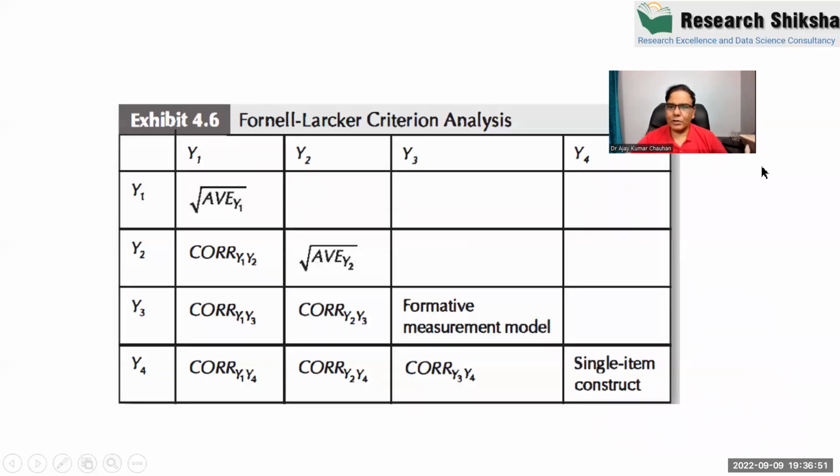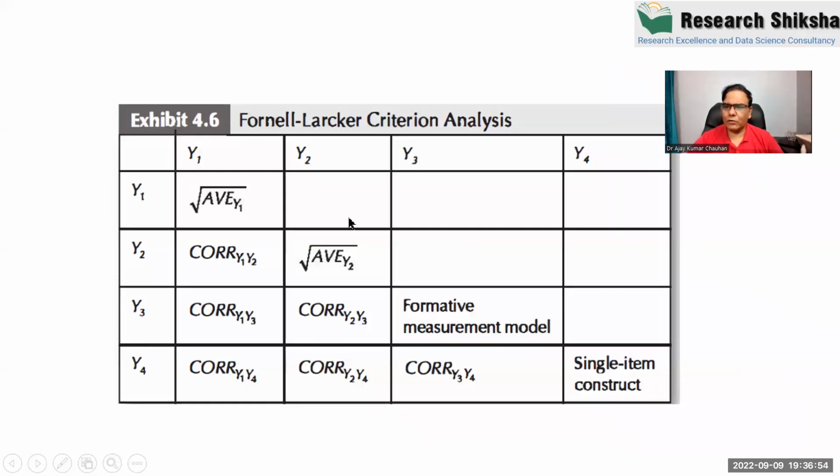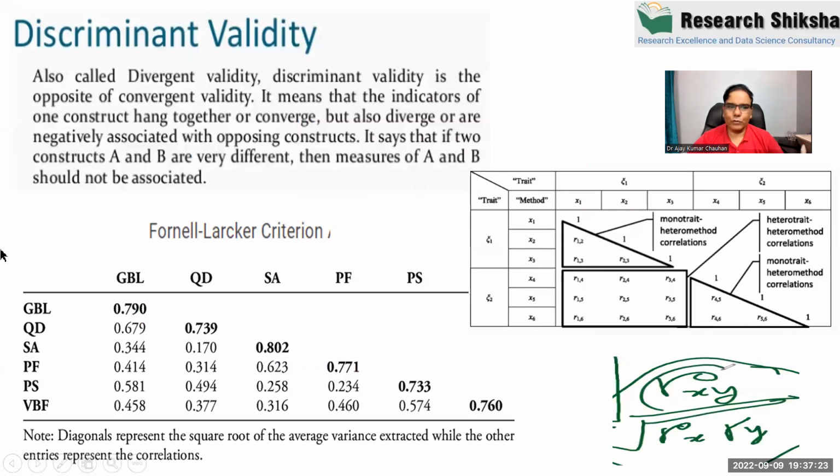Yeah. So I am representing the ideal value of Fornell-Larcker like this. It is the square root of the AVE, and it should be greater than all the other values. If an item is formative or a single item, then AVE cannot be calculated. So for a formative or single-item construct, you cannot calculate the AVE. I hope you understand the meaning of the Fornell-Larcker criterion. I also mentioned that the diagonal represents the square root of the average variance extracted, while the others represent the correlations.